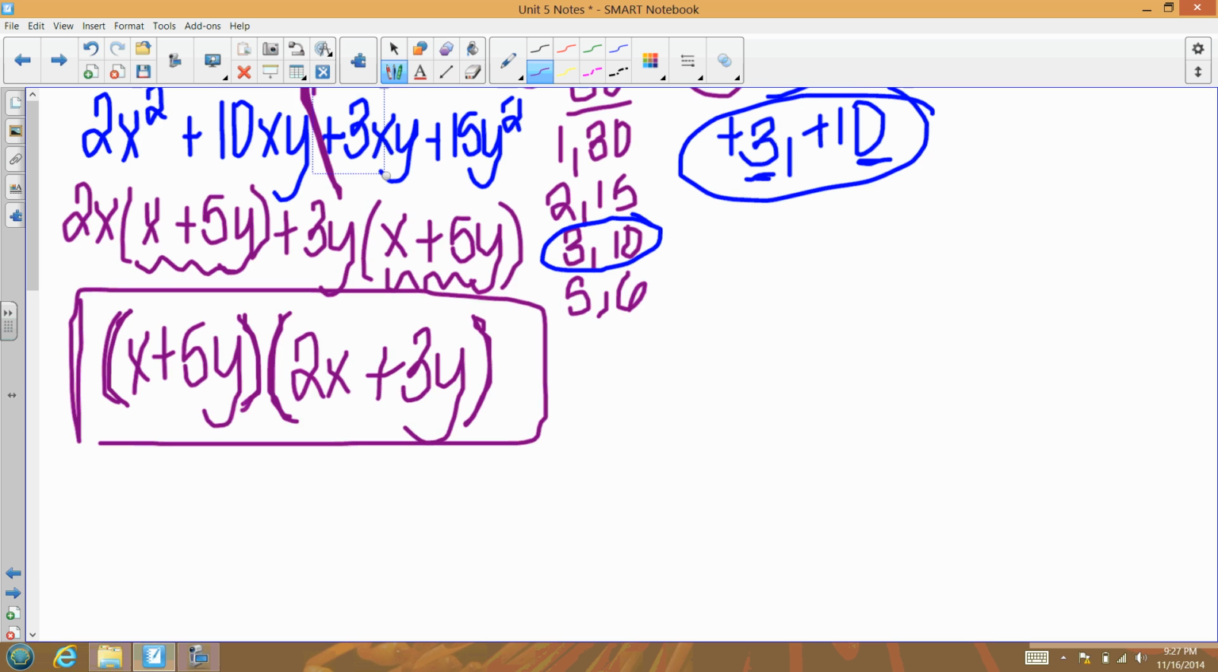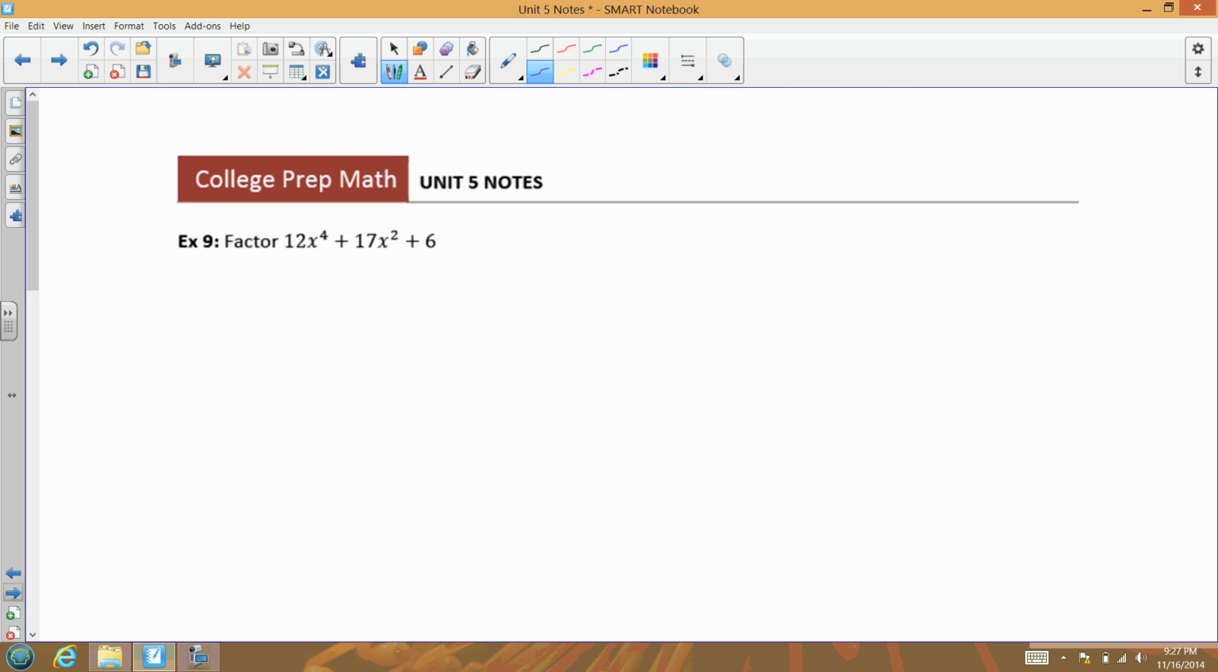Alright, two more. So this example here, notice that we have a higher exponent. So we have an x to the fourth. However, this is still in quadratic form because this term in front, this variable, has been squared in comparison to the variable in the middle. Previously, we always had x squared in front and then just x in the middle. So basically, the variable in the middle is always the square root of the variable in the front. So that's kind of how we know it's quadratic factoring.